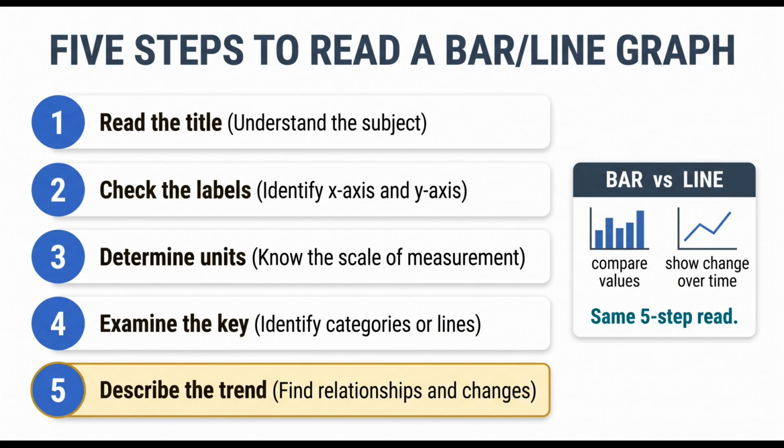Notice that Step 2 and Step 5 are the most important. Step 2 stops you from reading the wrong unit. Step 5 is what the exam question is usually asking you to describe. And on the right side of the screen, bar versus line. A bar graph compares separate values. A line graph shows change over time. In geography, both types use the same 5 steps.